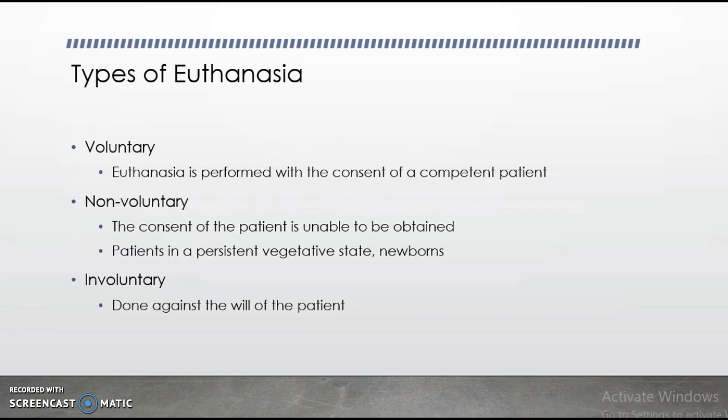And then finally we have involuntary euthanasia, and that's where it's done against the will of the patient. So the patient is there, they're competent, they're able to give their consent, and they do not give their consent, and then euthanasia is performed anyway. So we'll primarily be focusing on voluntary euthanasia throughout these lectures. Involuntary is just sort of deemed by most, if not all, as clearly morally wrong, so we won't really be discussing that. And non-voluntary is on sort of murkier grounds. So we're going to be focusing primarily on voluntary.